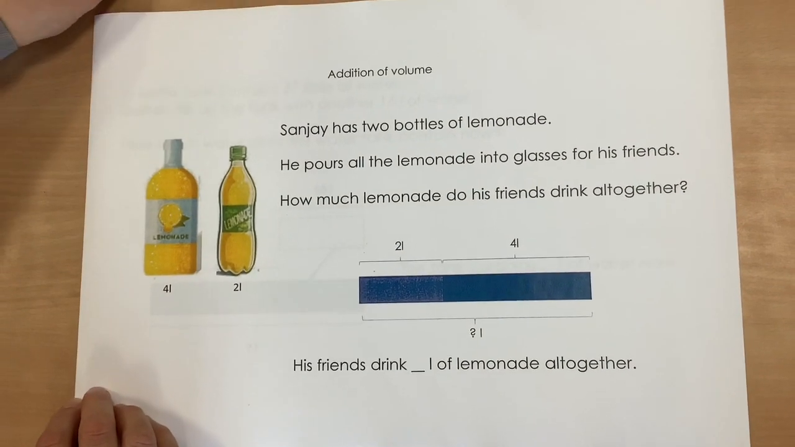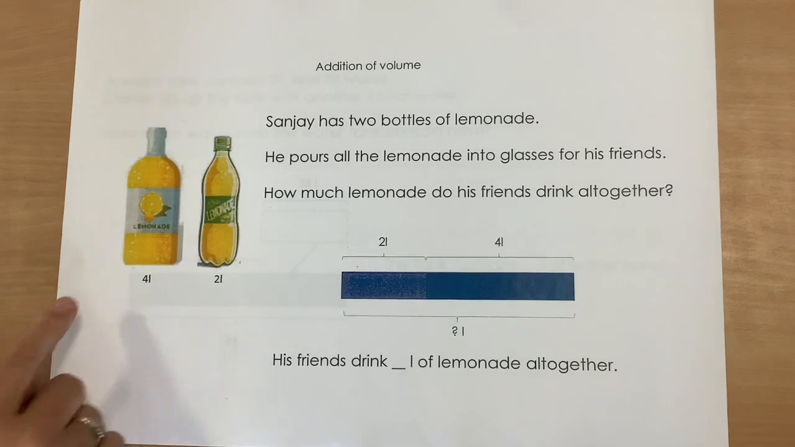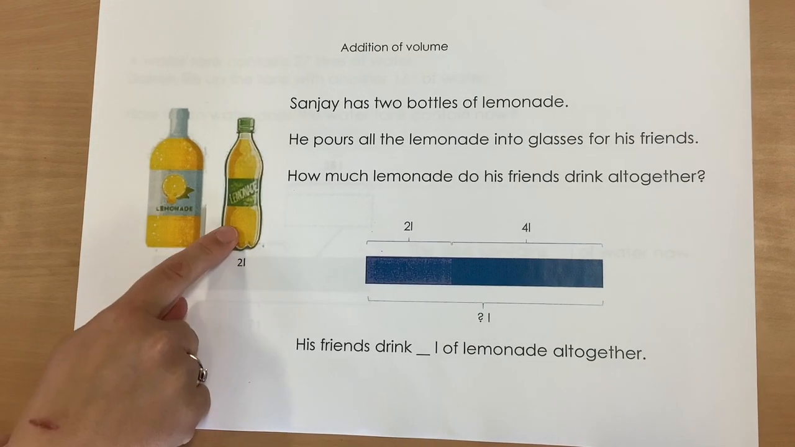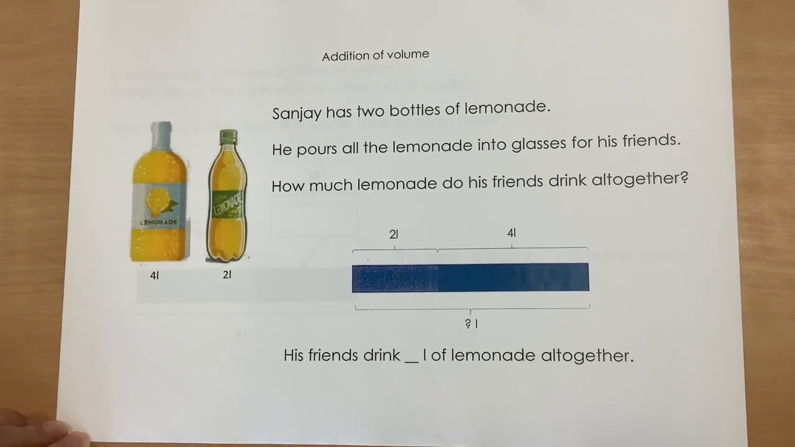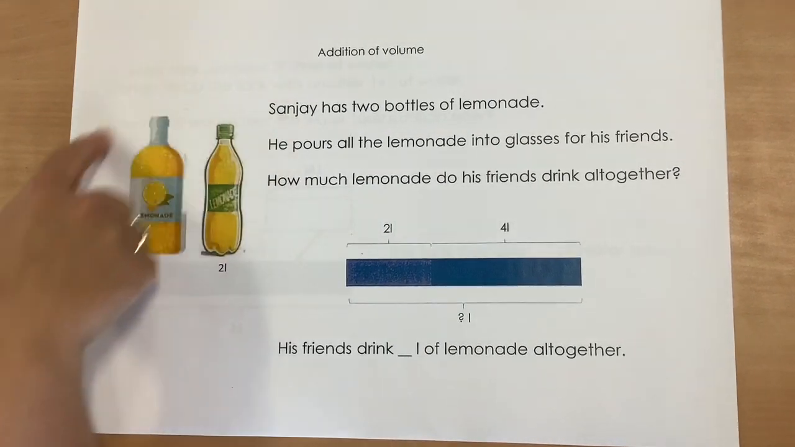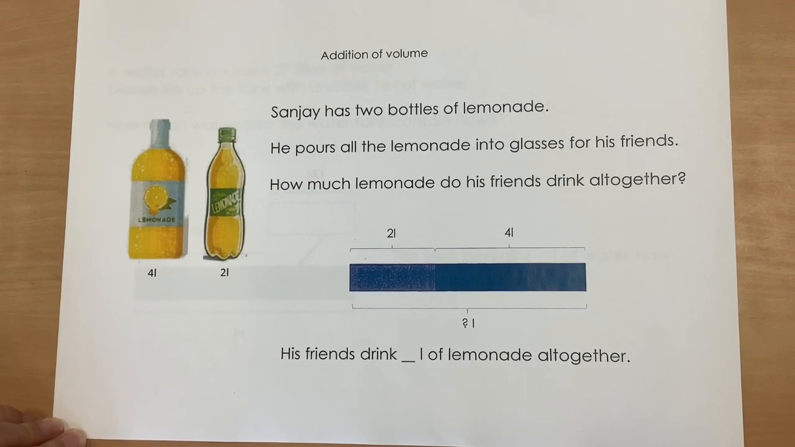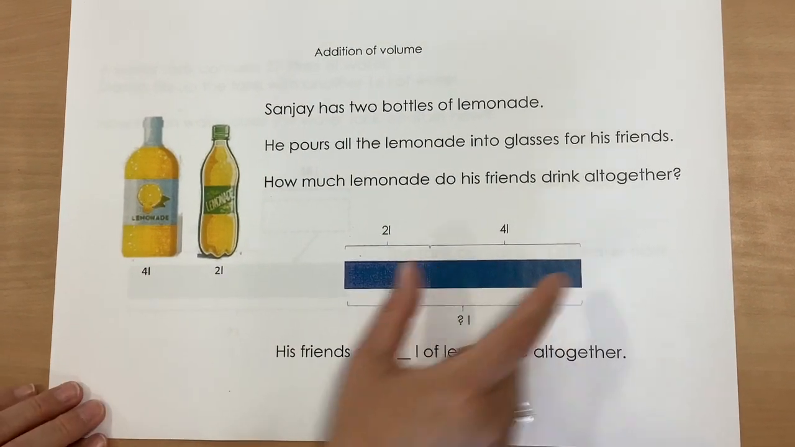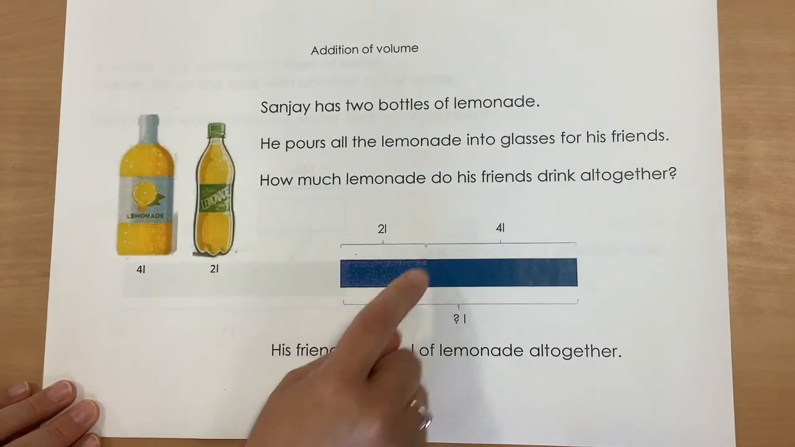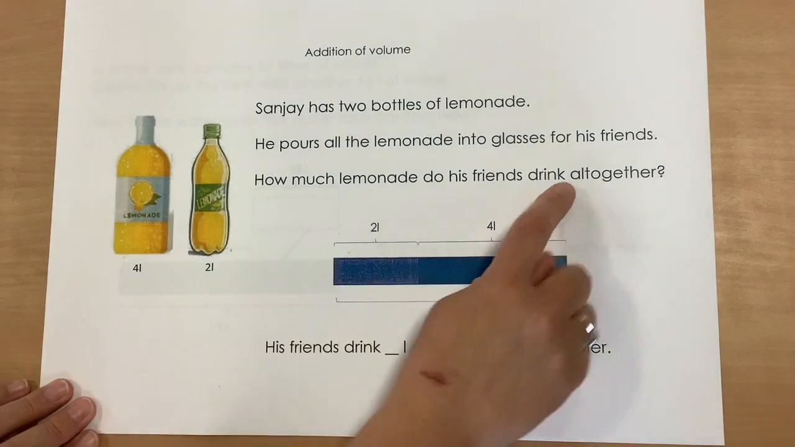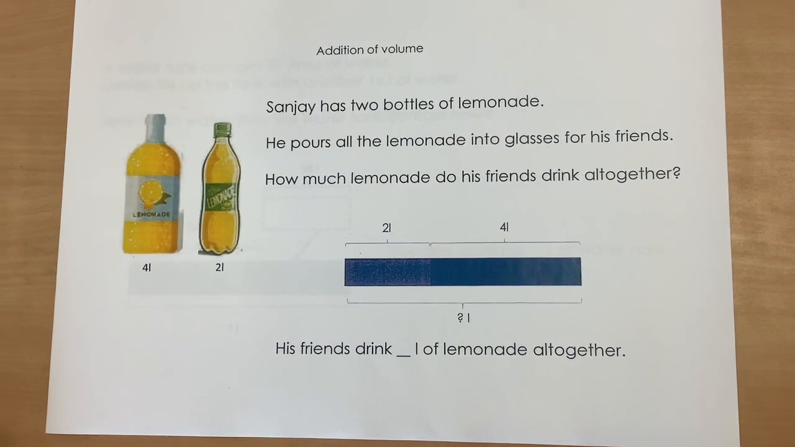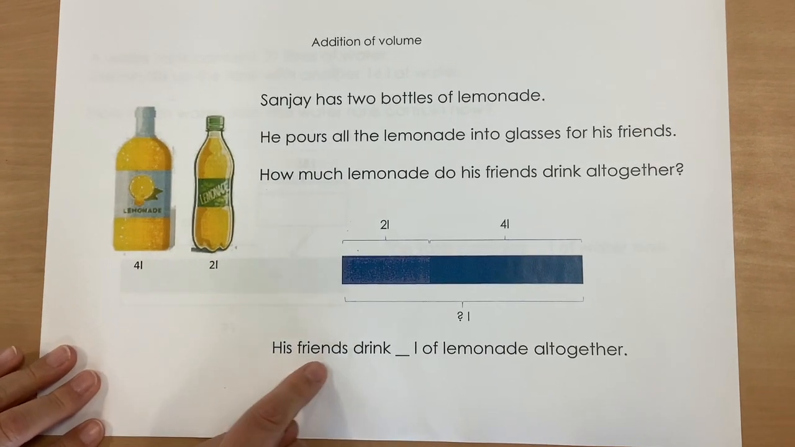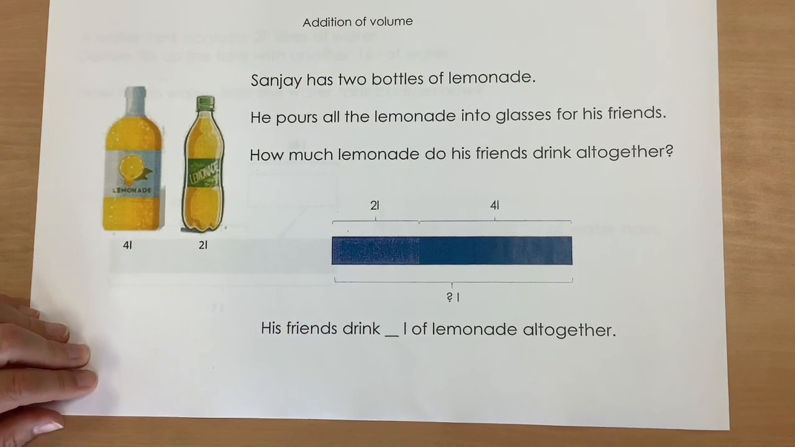Okay, so first we'll look at addition of volume. Sanji has 2 bottles of lemonade, and we can see this one has 4 litres of lemonade and this one has 2 litres of lemonade. He pours all the lemonade into glasses for his friends, so he's used all of the lemonade in these 2 bottles. How much lemonade do his friends drink altogether? So you can see here I've drawn a model. We have one for 2 litres and one for 4 litres. And the word altogether also gives us the clue about how we're going to work that out. We'll add 4 litres and 2 litres together and work out then that his friends drink 6 litres of lemonade altogether.